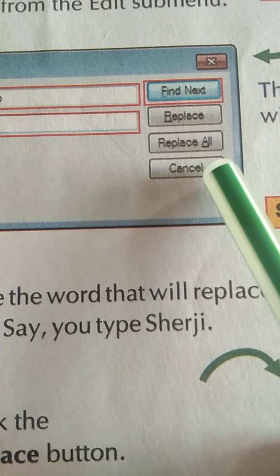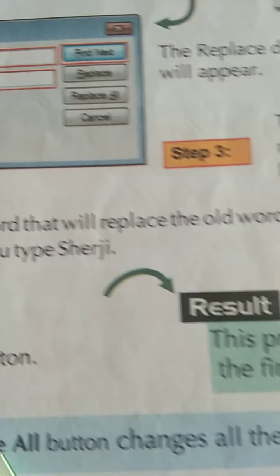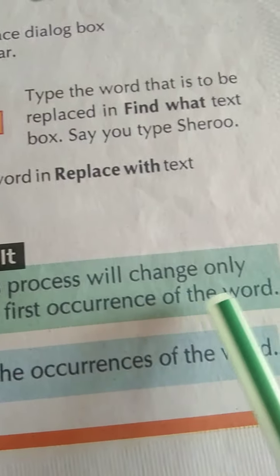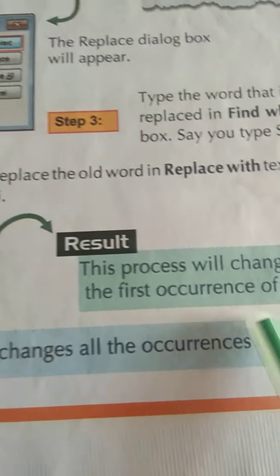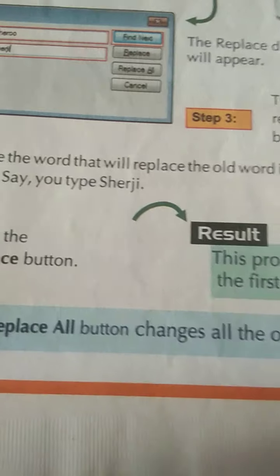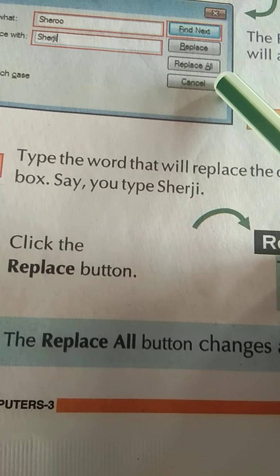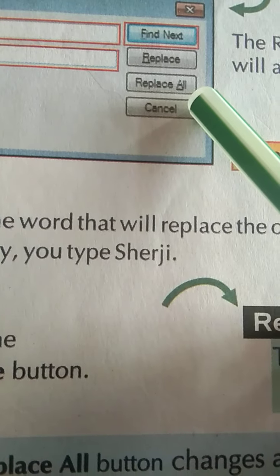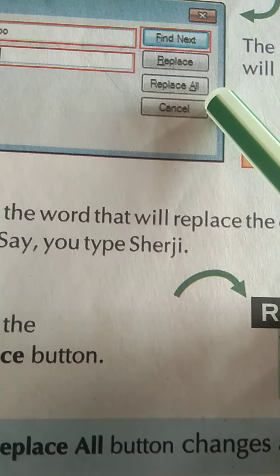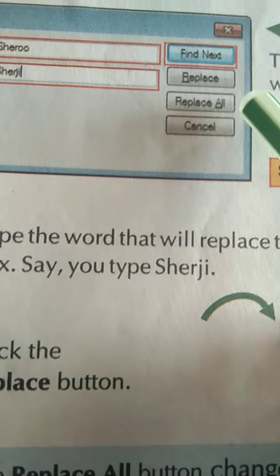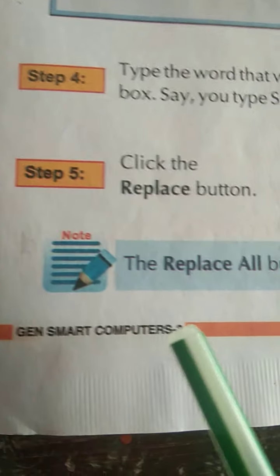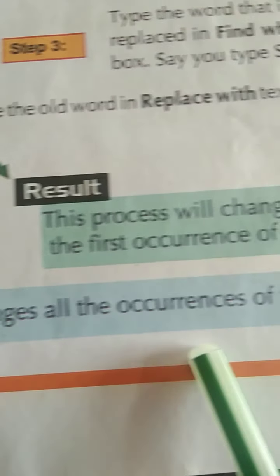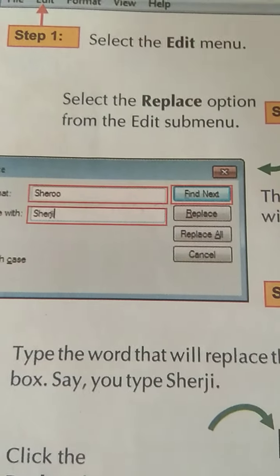Now see here, 3 options you will also get in this. This process will change only the first occurrence of the word, that means only one word. You can also Replace All, that option is also there, but here we are doing it only one time. See, here is the third option, Replace All or only one time. So both are given, and you choose whether you want to replace only one time or replace all the words. So the choice is yours. The Replace All button changes all the occurrences of the word. So here it is clear for you what we need to do.